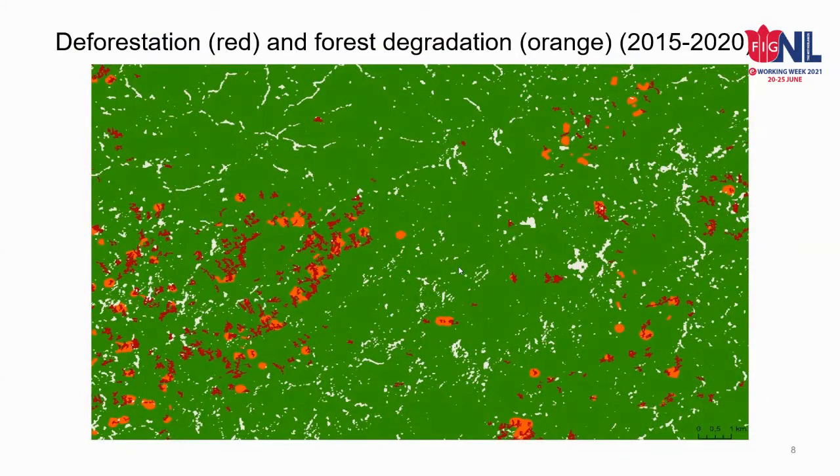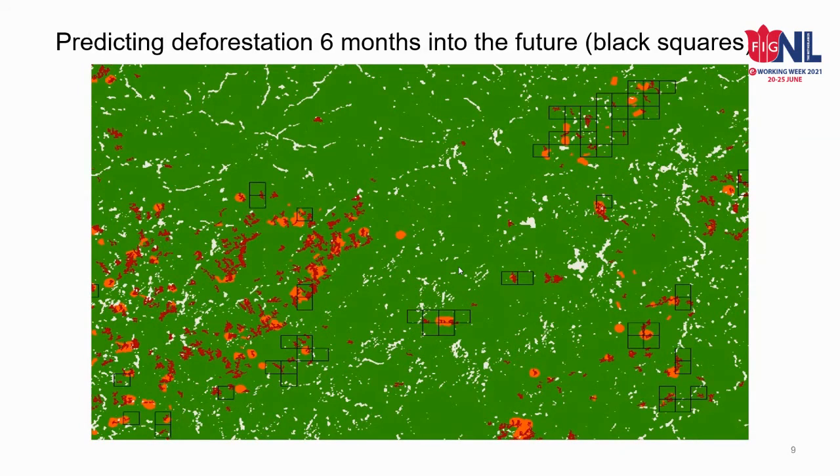So imagine being in Borneo, and this is actually what we see here. It is a satellite image of Borneo, where green is forest, red is deforestation, and orange is degradation. Deforestation and degradation are really over a longer time span. Next, we will see our predictions.